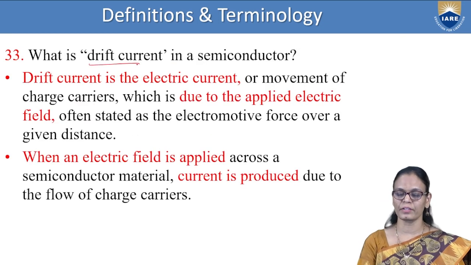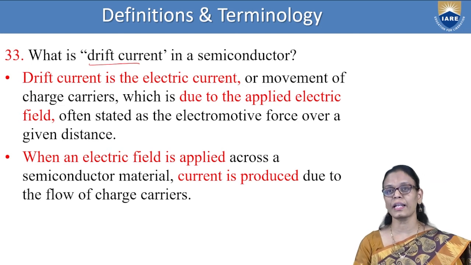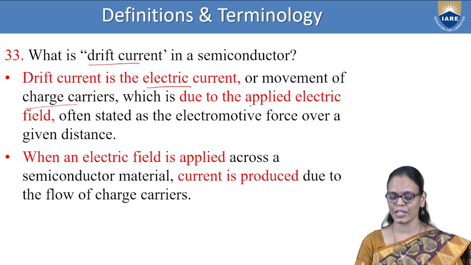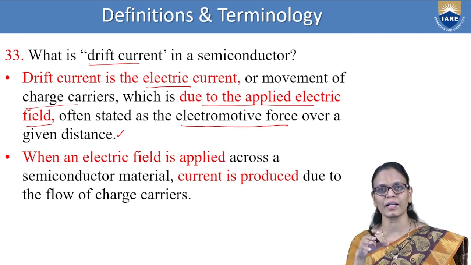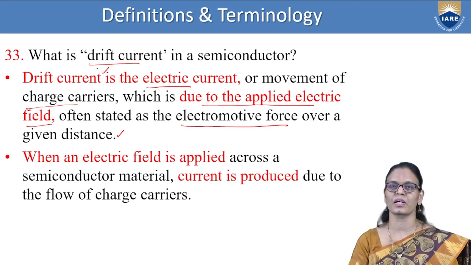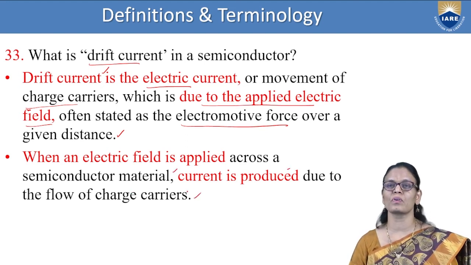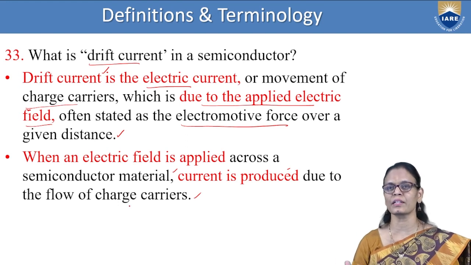Now what is drift current? Drift current is the electric current or the movement of charge carriers which is due to the applied electric field. Often we call it the electromotive force over a given distance. So whenever you are pushing the electrons, or whenever the current is due to the applied electric field, we call it drift current. When an electric field is applied across a semiconductor material, current is produced due to the flow of charge carriers. So when the charge carriers are moving, then you have the electric field.